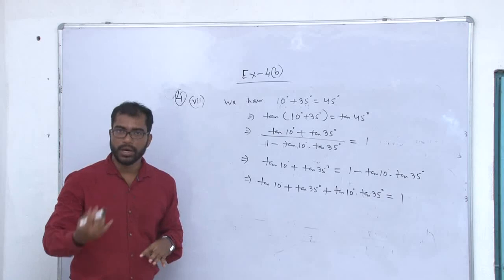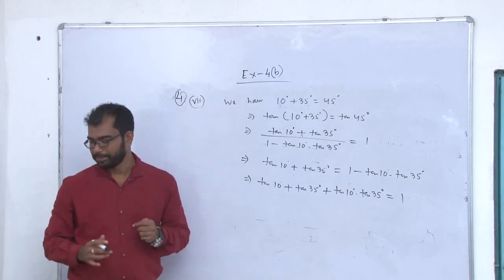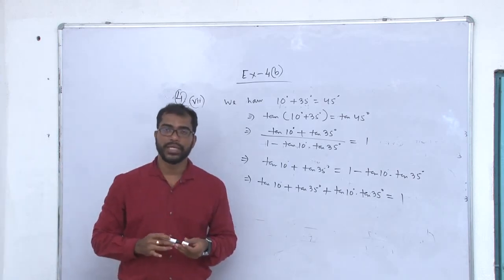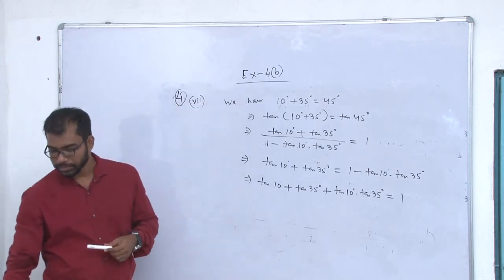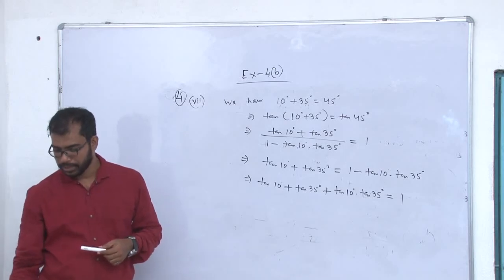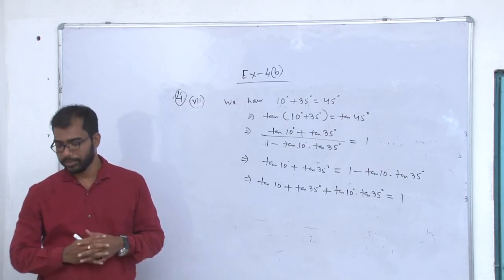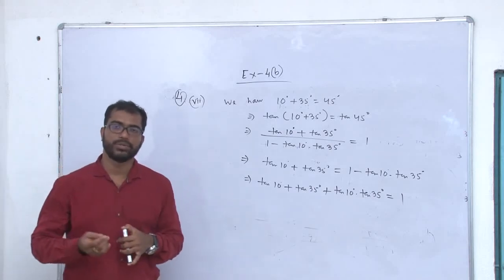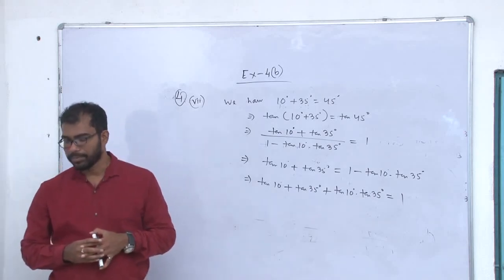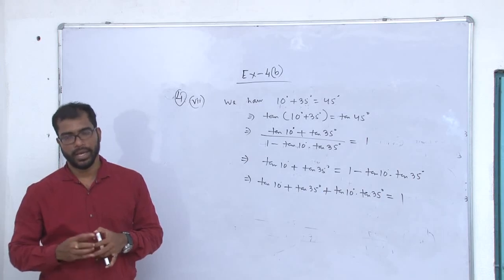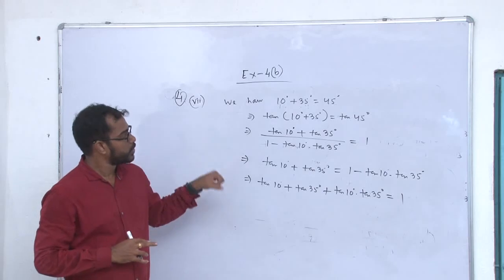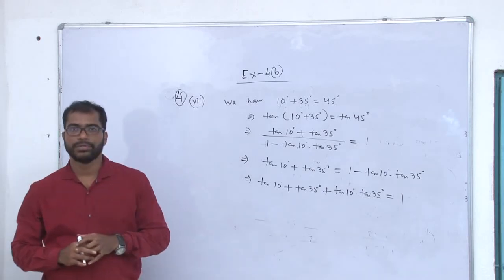So all our questions are solved. In this lesson we have discussed question numbers 3 and 4 in Exercise 4B from the book Elements of Mathematics Volume 1, in the chapter Trigonometry. In the next session we will discuss question numbers 5 and 6 and then proceed. Thank you.